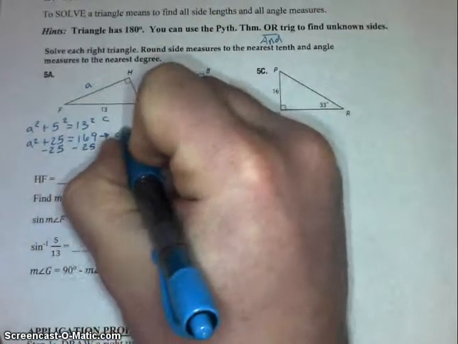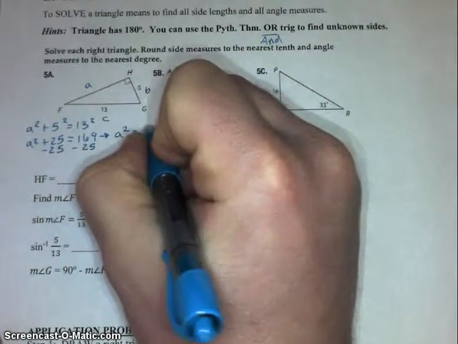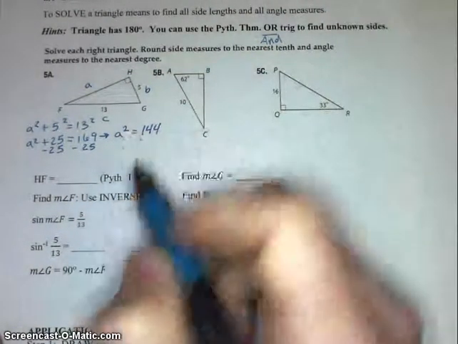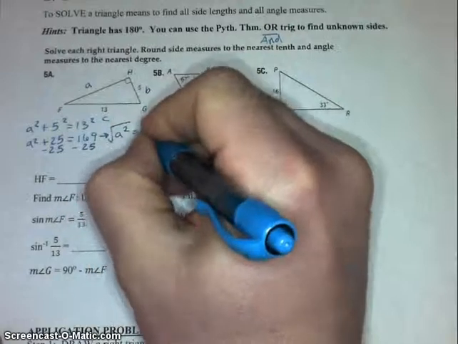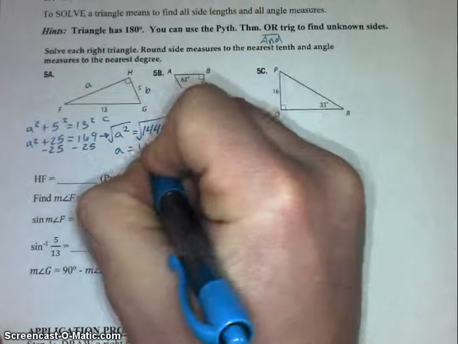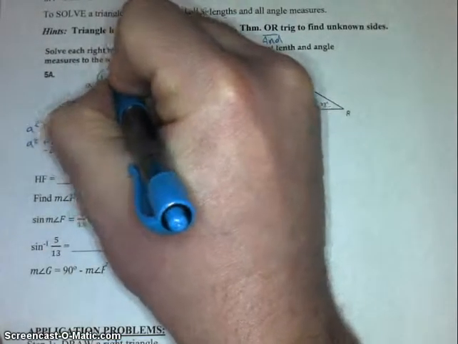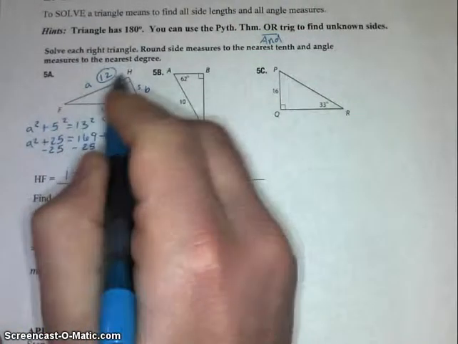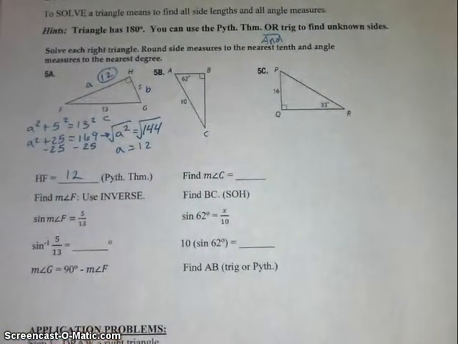And we get that A squared equals 144. The next step then is to take the square root of both sides. So we take the square root and we realize that A equals 12. If I want to write it in, I can, but here's where you're recording your answer: HF, or FH, is equal to 12.